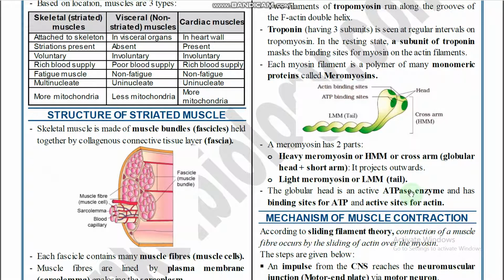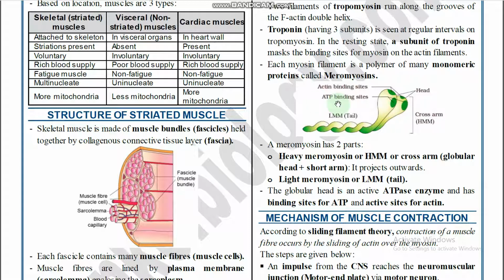The globular head is an active ATP enzyme and has binding sites for ATP and active sites for actin. The myosin globular head has two binding sites: the upper one is the actin binding site, and the lower one is the ATP binding site. The globular head consists of the ATPase enzyme, which is helpful for muscle contraction. We will discuss the importance of the ATPase enzyme in the mechanism of muscle contraction. Up to this it is clear, right?